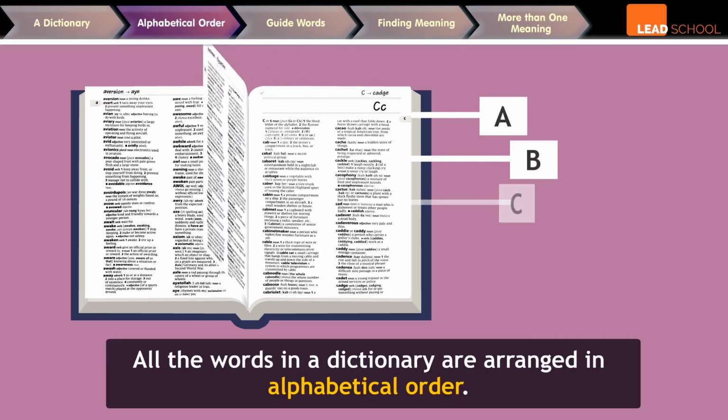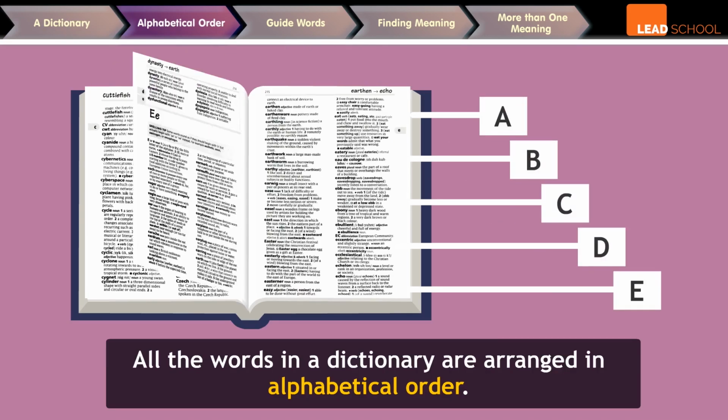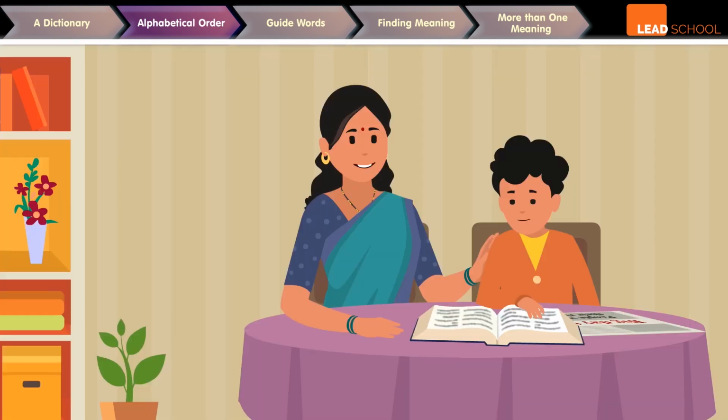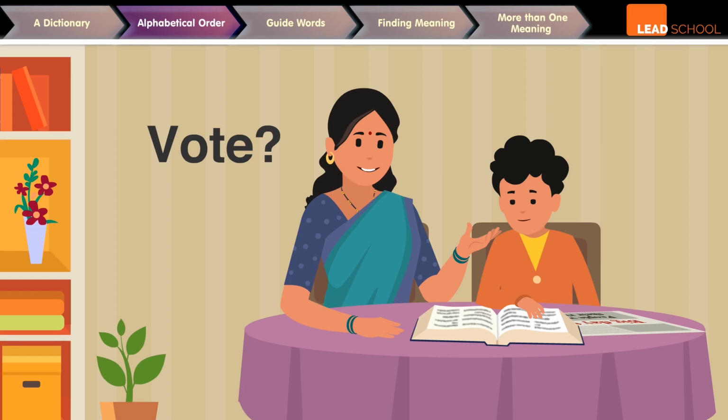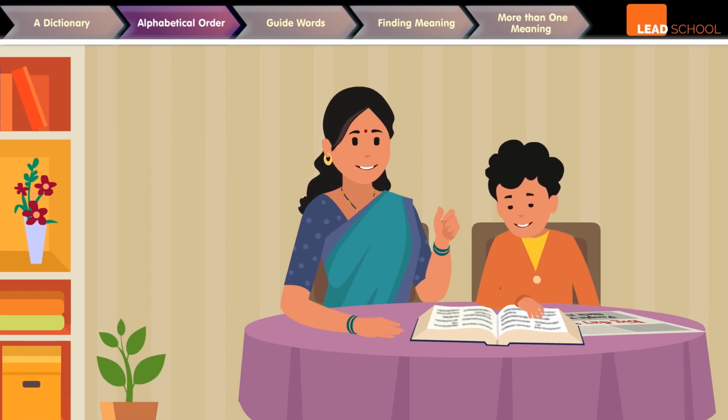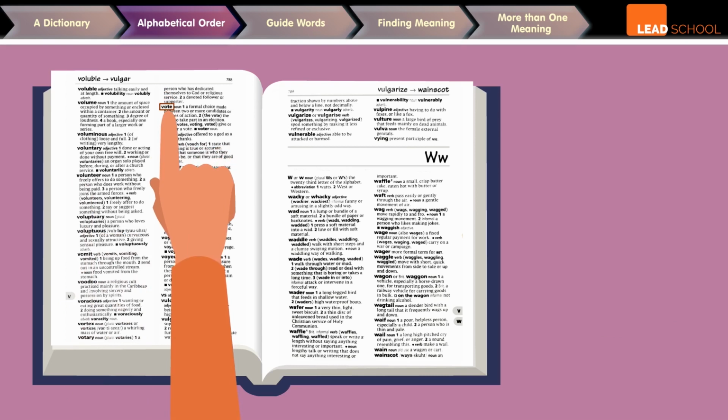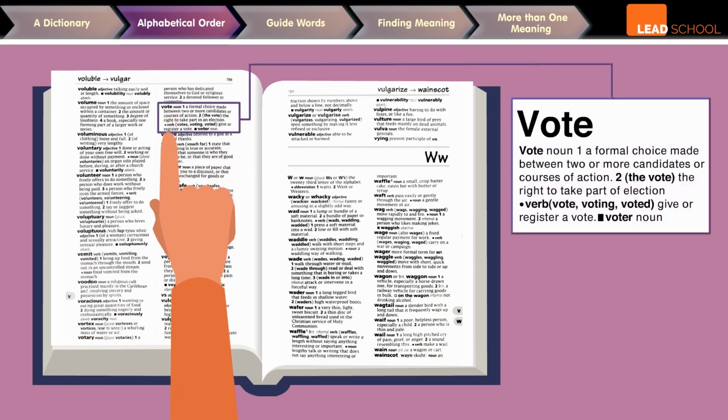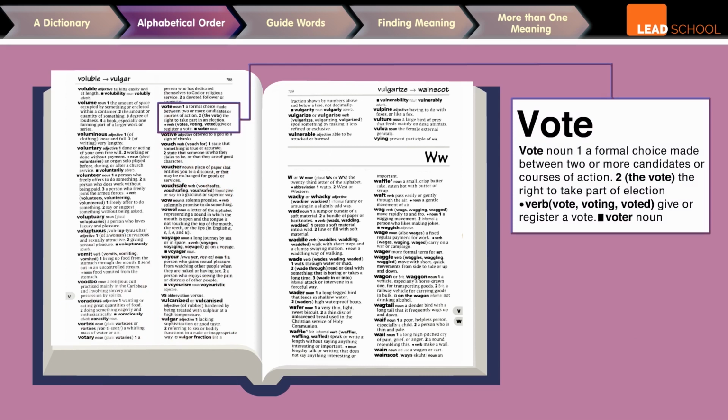All the words in a dictionary are arranged in alphabetical order. Where do you think you will find the word vote? I think the word vote should be in the last few pages. Well done! How did you guess that? Since the words are in alphabetical order, words starting with V should be towards the end.